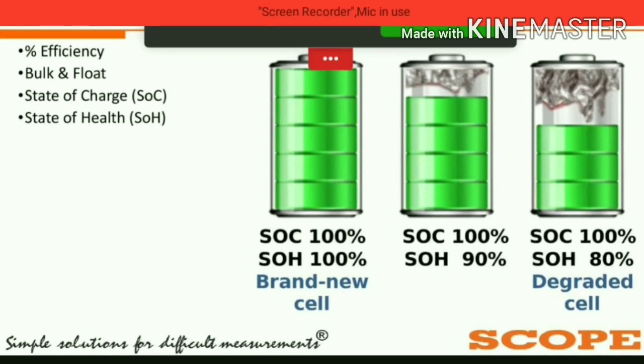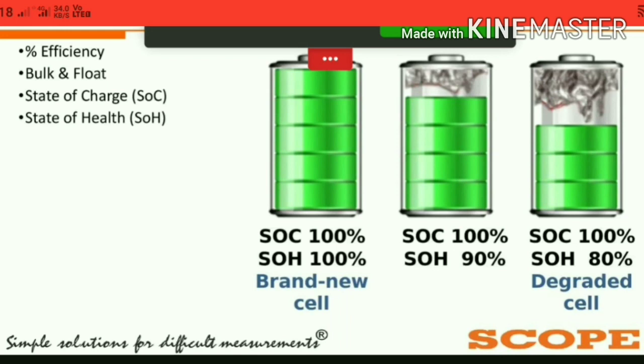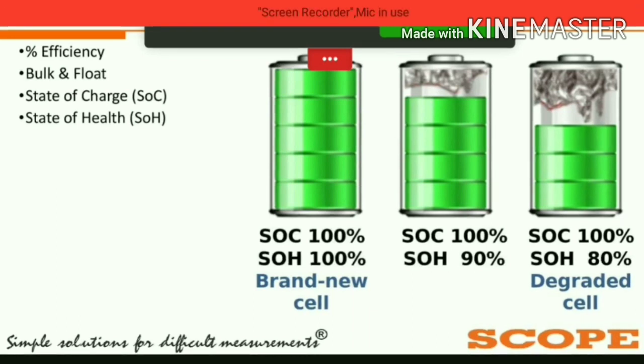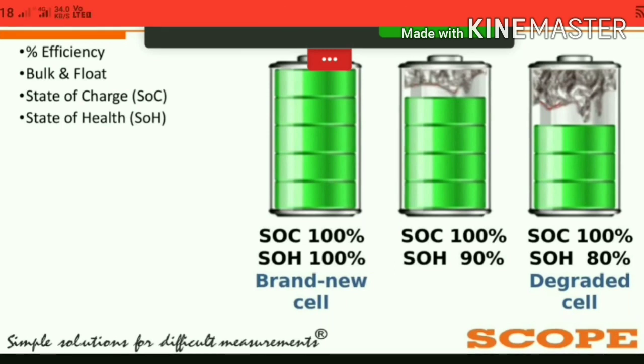Now, after some usage, or in case of old batteries, we can see the state of health gradually reduced. Here, 90% is the state of health. The 10% part we call the dirt, or the unusable part, which cannot be reused. In that case, the SOC, the state of charge, though it is showing 100%, the state of health is reduced. And for a degraded cell, the state of health will be continuously reducing. The dirt part will continuously increase.